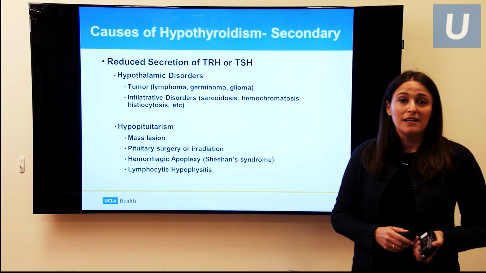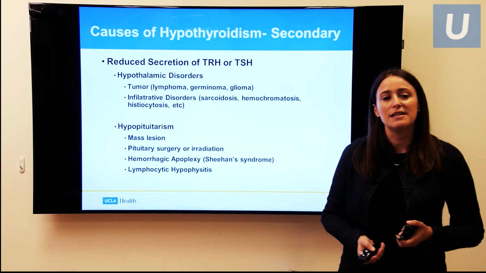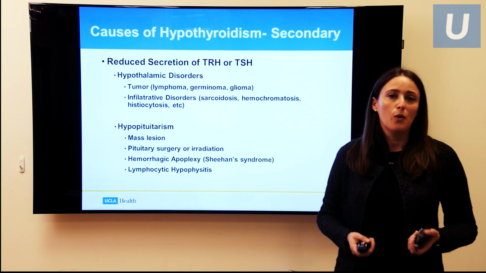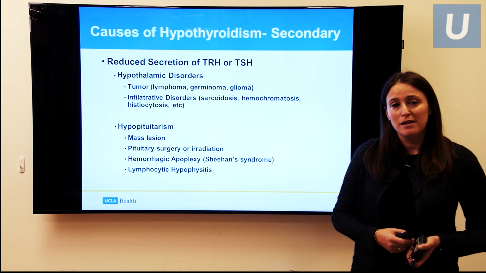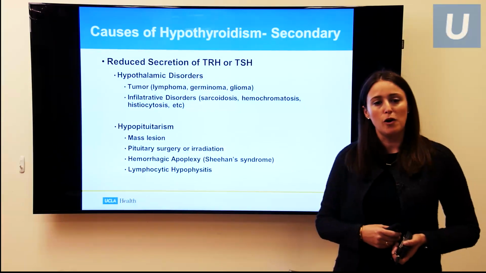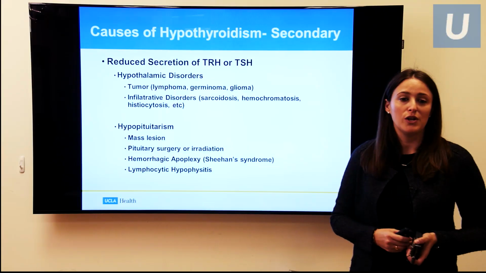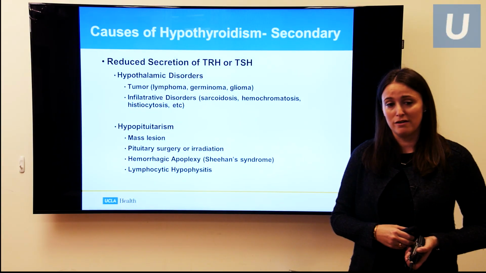In terms of secondary causes that can impact the thyroid, that involves decreases in secretion of either TRH, which comes from the hypothalamus, or TSH, which comes from the pituitary. At the level of the hypothalamus, there can be tumors such as lymphomas or germinomas. There can be infiltrative disorders such as sarcoidosis, hemochromatosis, or histiocytosis, among others.